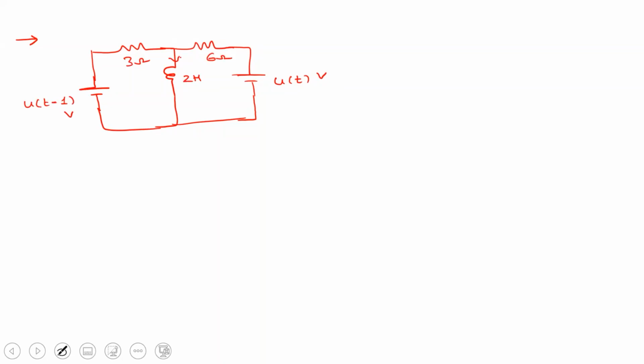So this is the inductor current. So calculate I of t. So calculate I of t if I of 0 is equal to 0 amperes. Calculate I of t.